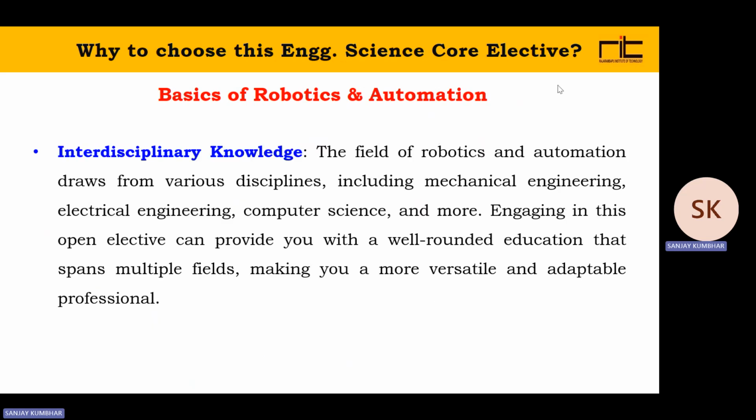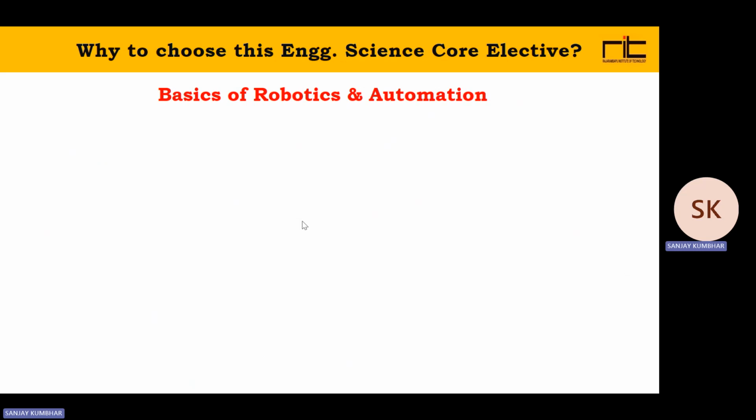Another important reason is that robotics and automation as a whole is an interdisciplinary field in which you require mechanical engineering knowledge, electrical engineering knowledge, computer science, IT, AIML, and more. So engaging in this open elective can provide you with a well-rounded education that spans multiple fields, making you a more versatile and adaptable professional.